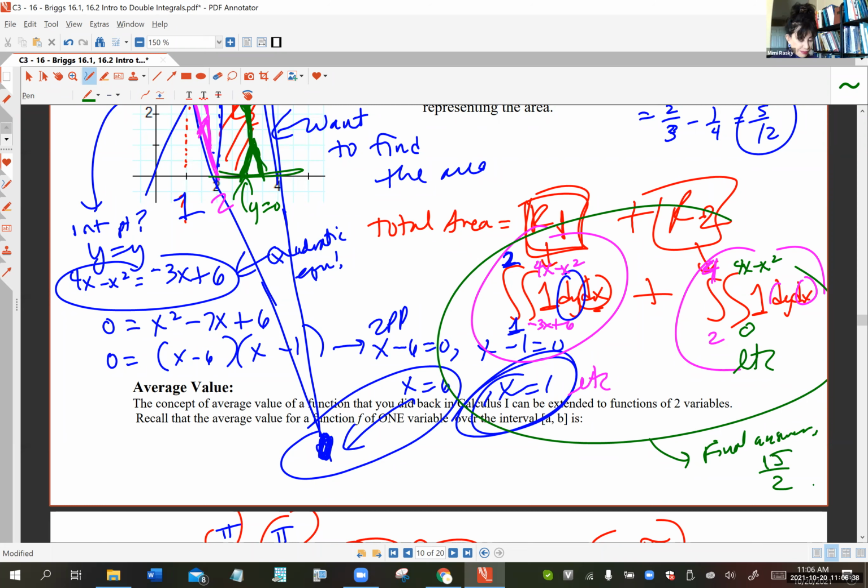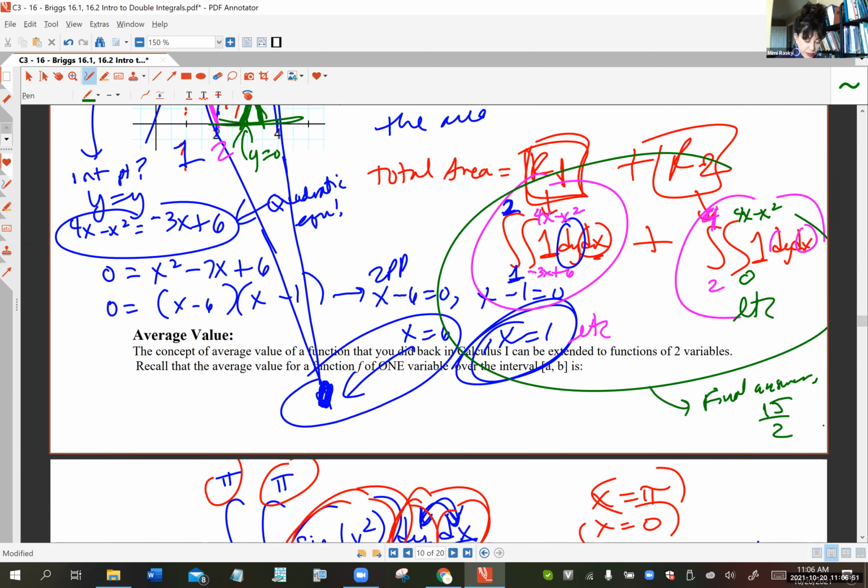I wanted to show you that example because I wanted you to see that some regions you can't treat with a single integral just because of the nature of it. That could happen. And it makes you smarter when you're doing these. Okay. Done with that example.